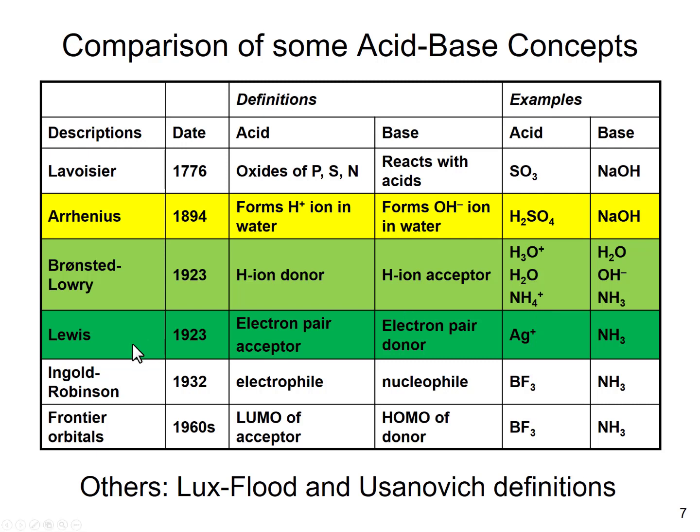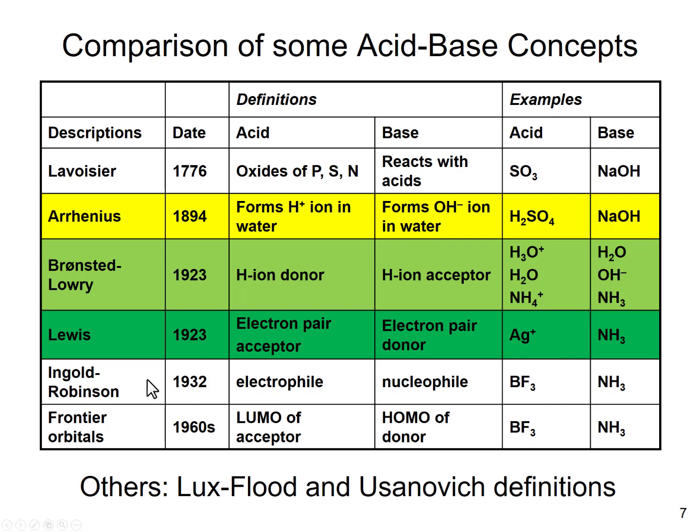Now the Lewis definition is even more advanced, and here we no longer consider the proton or the hydrogen ion as the reactive species, but rather we consider everything which contains an electron pair as the base, and everything which can accept an electron pair as the acid. So now we can extend this to metal ions, for example. So silver cation here is deficient in electrons, and so it can accept an electron pair, for example, from ammonia, and therefore ammonia is the Lewis base, and silver plus is your Lewis acid.